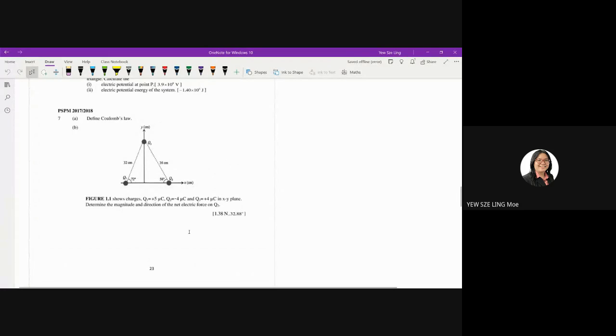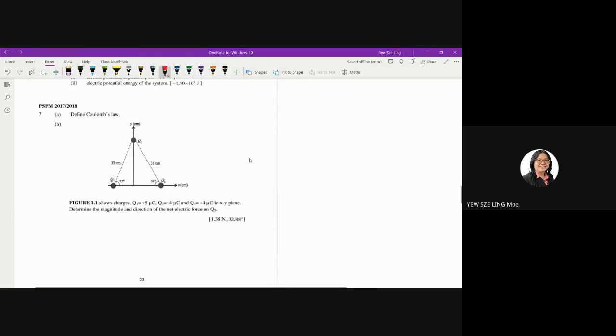Now, previously, you had to memorize all the definitions for your final exam. But now you don't have to memorize them anymore. Question 7A won't come up in the final exam anymore. It will be a part of your UPS question.